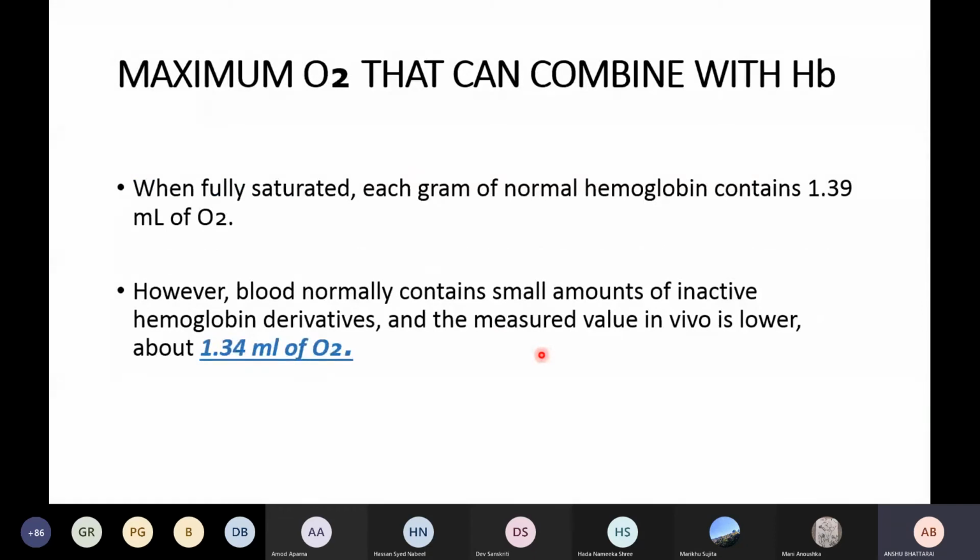So what is the maximum oxygen that can combine with hemoglobin? This also you have to remember. When fully saturated, each gram of normal hemoglobin contains 1.39 milliliter of oxygen. However, the blood contains small amounts of inactive hemoglobin derivatives as well. That is why it comes to be about 1.34 milliliter of oxygen. So 1 gram of hemoglobin carries about 1.34 milliliter of oxygen. You just have to memorize, okay? 1 gram of hemoglobin, 1.34 ml of oxygen.